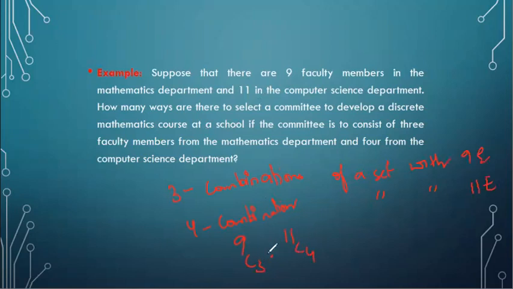Now why are we using the product rule? If you remember the example of the chips and biscuits, if a task can be done in n1 ways and another task in n2 ways, and they are different procedures, then we can do it in n1 n2 ways. Similarly, selecting from the mathematics department is an entirely different procedure from selecting from the computer science department. That is why we use the product rule. So 9C3 into 11C4, which is 9 factorial by 6 factorial into 3 factorial, and 11 factorial by 4 factorial into 7 factorial. It will give you the solution.